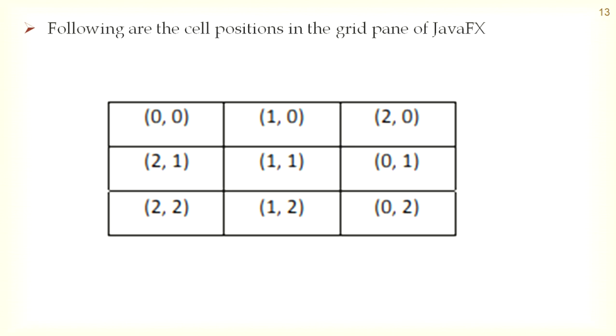Following are the cell positions in the GridPane of JavaFX. The first row, first column cell is represented at 0, 0, and first row, second column is represented at 1, 0, and the next one is 2, 0, like that. In the second row, the column number is 0 and row number is 1, and the next one is 1, 1. So these are the cell positions in the GridPane.